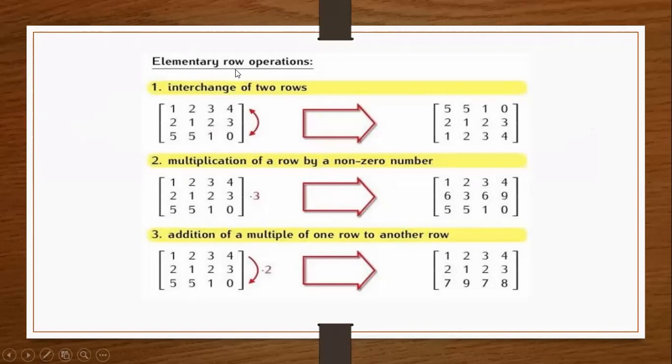So what are the elementary row operations? First is interchanging of two rows. If we interchange two rows, we call it interchanging of rows.